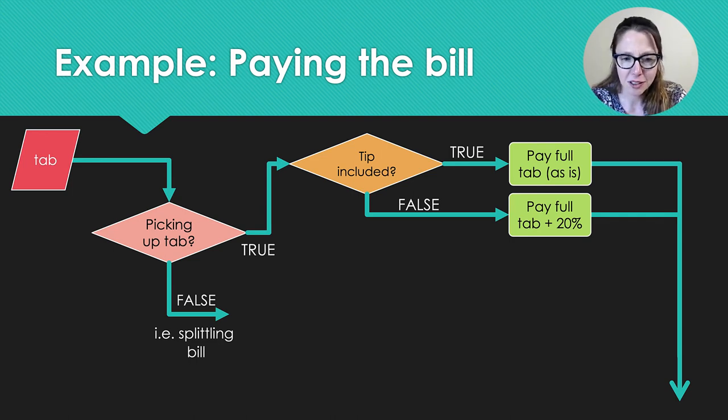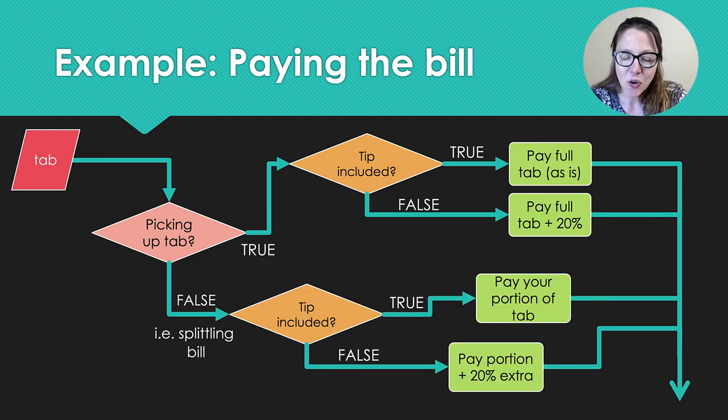It's always good to go a little over 15. So if it's false, meaning we're choosing not to pick up the tab, we want to split the bill, then we still have to do that quick check. Is the tip automatically included in our bill? If it is, we're just going to pay our portion of the tab. Look at the number of people around the table, divide by that number, and off we go. If the tip was not included, we'll pay our portion, but we should definitely pay the extra 20% to make sure that our server is tipped appropriately.